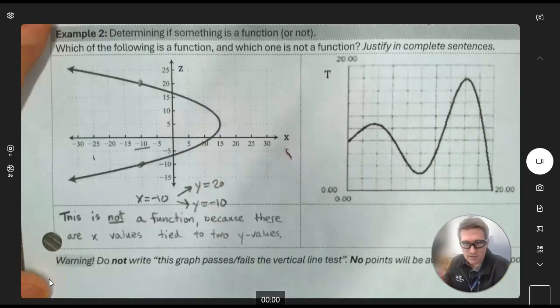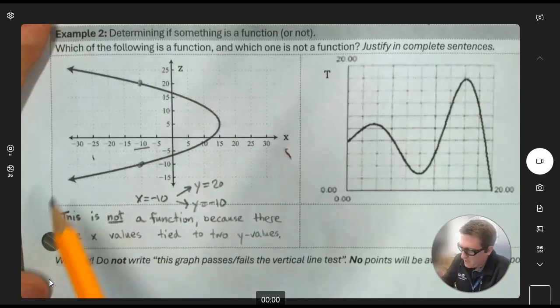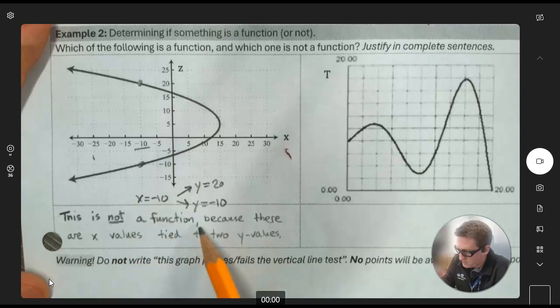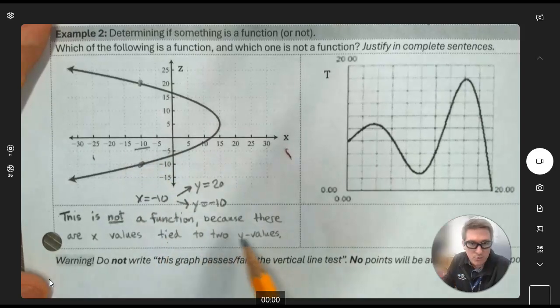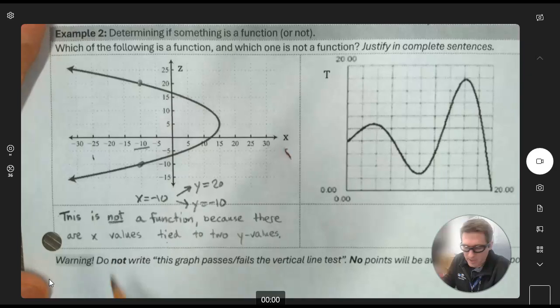So how would I justify that in complete sentences? I would say this is not a function, comma, because there are x values, such as negative 10, that are tied to two y values. And it happens a lot.